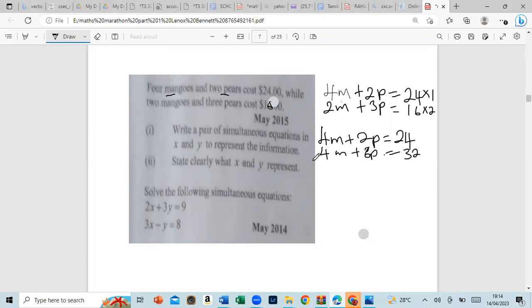All right, so we're basically going to subtract now because both of them are positive. So if we subtract, we get rid of m, right? So this would give us 0. And then 2p, let me just write out the part here. 2p minus 6p equals 24 minus 32. So this will give you negative 4p.